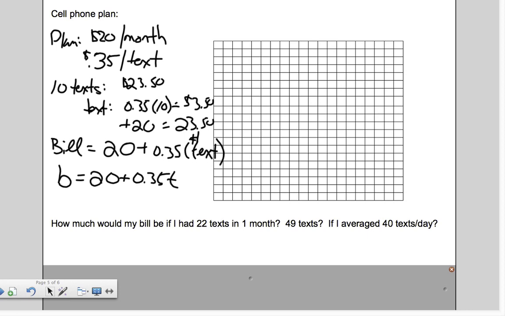So how much would my bill be if I had 22 texts in a month? What happens if my buddies start texting me and say, hey, you free tonight, play some NHL 13, right? That's how they communicate. Coming online tonight? So if I have 22 texts in 1 month, which isn't a lot, that's less than one a day, what will my bill be?